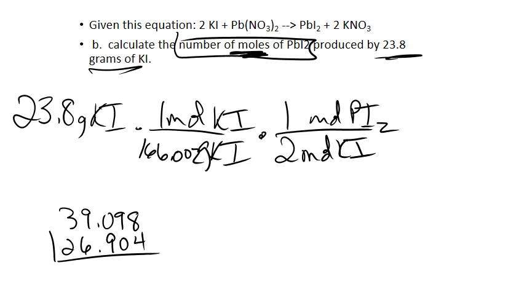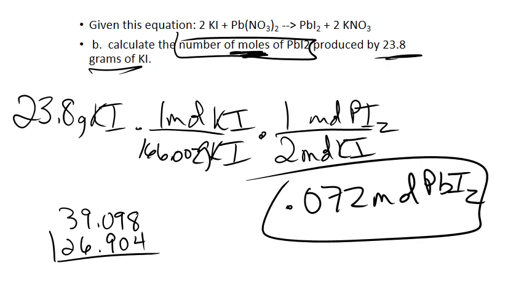23.8 divided by 166.002 divided by 2, and we get 0.072 moles of PbI2. And we're done. So I threw in a problem from yesterday just to make sure you're paying attention and you know when to stop.